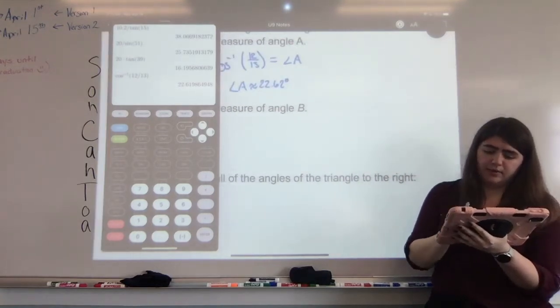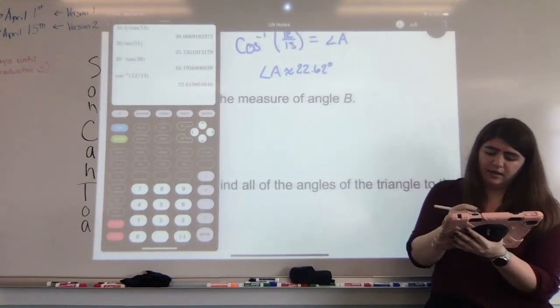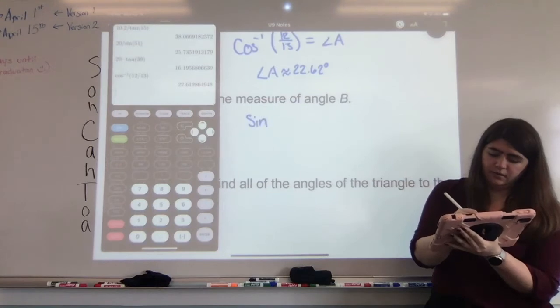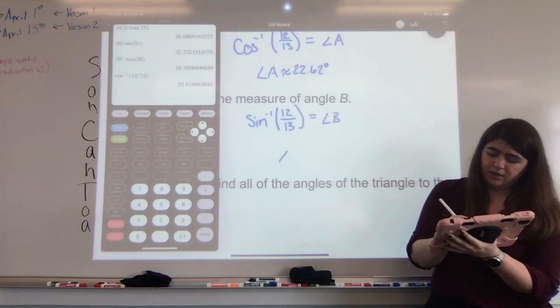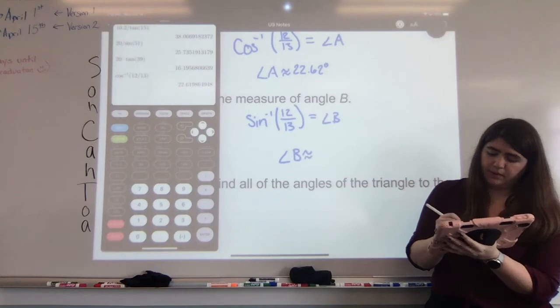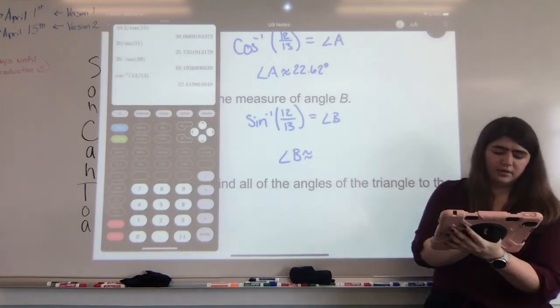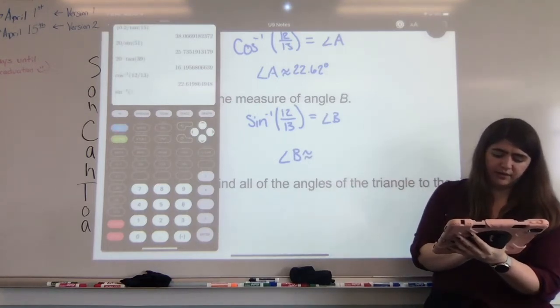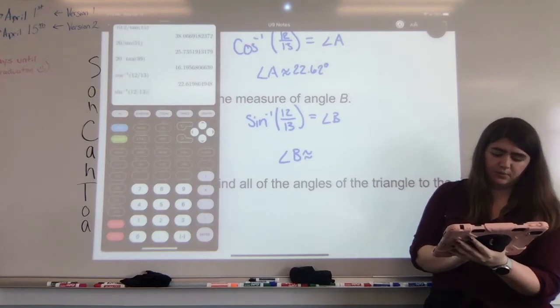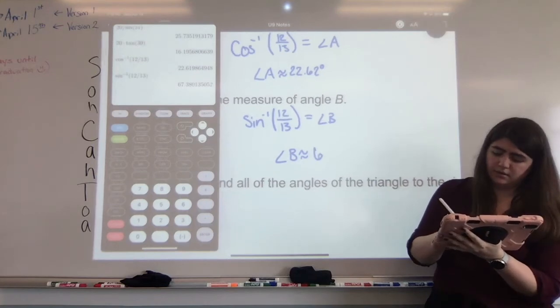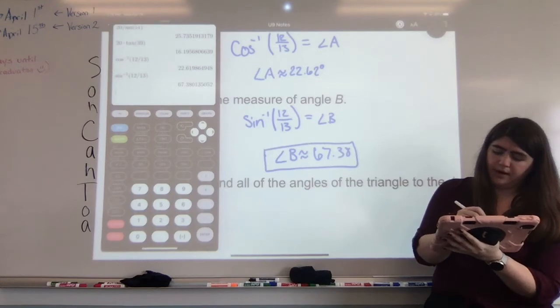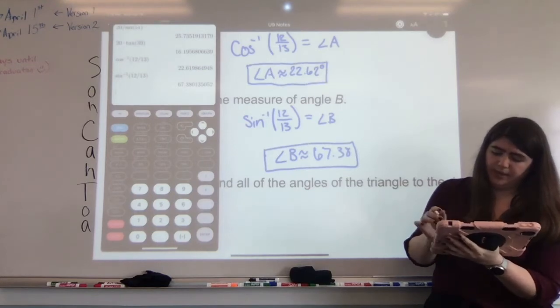Now let's go over here and write that down. So I have the inverse sine of 12 over 13 is equal to the measure of angle B, which means after we type that in our calculator, it's probably going to be another approximation. So let's type this in. The inverse sine of 12 divided by 13, close the parenthesis, is 67.38. And that is my approximate measure of angle B.